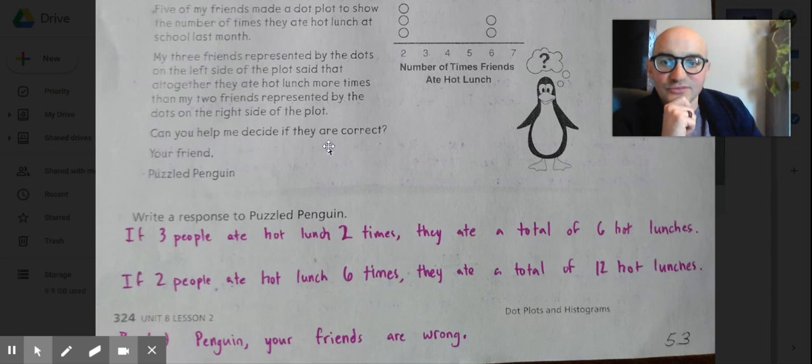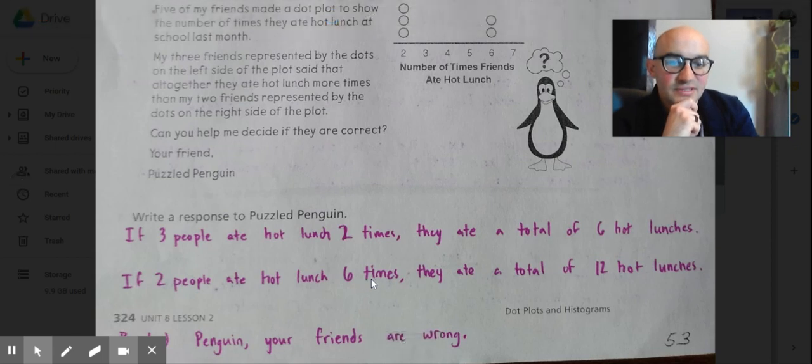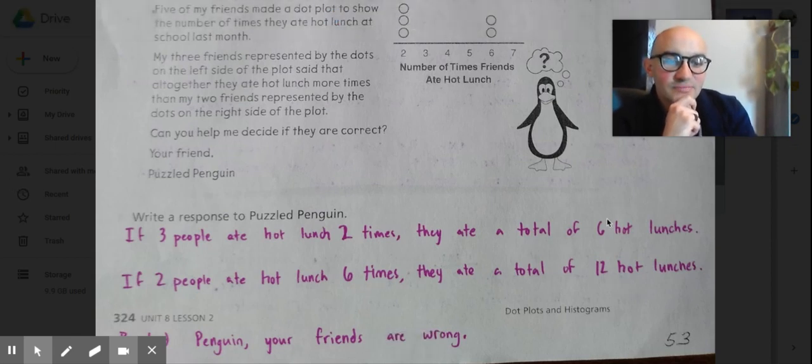Nope. His friends are wrong. They've got it backwards once again. The 2 people who ate hot lunch 6 times ate more lunches than the 3 people who ate hot lunch 2 times. Okay, pretty simple here, just helping out Puzzle Penguin get himself squared away.